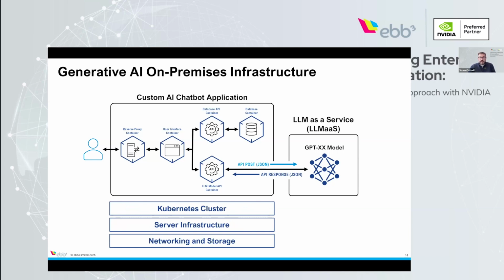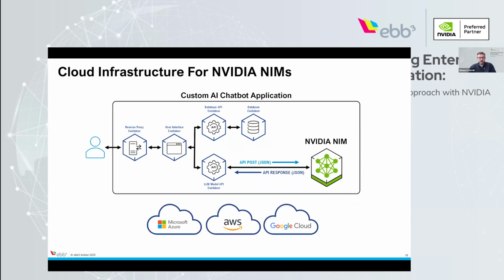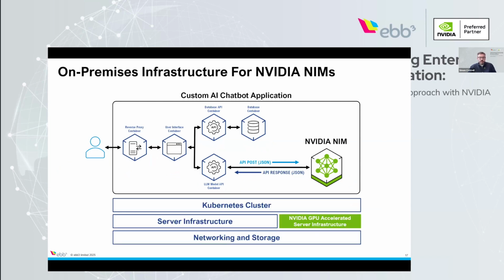What if you want to host your own LLM model though, giving you more control over how your data is used and where it's stored? NVIDIA inference microservices allow an organization to host their own LLM instance. As LLM NIMs support the industry standard OpenAI API, your AI chatbot application can easily be migrated to utilize any number of the available NVIDIA LLM NIMs. NVIDIA inference microservices can be run from the cloud, or they can be run on premise using NVIDIA certified GPU accelerated server infrastructure.